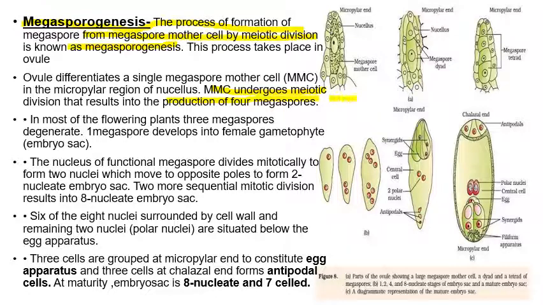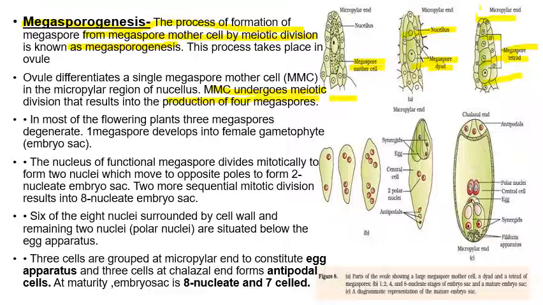So the megaspore mother cell has started the division. It is a diploid cell, and after that it forms two cells, 1, 2. This structure is called the megaspore dyad, and these two cells are haploid. It again divides and forms four cells, 1, 2, 3, and then 4. This type of structure is called the megaspore tetrad.